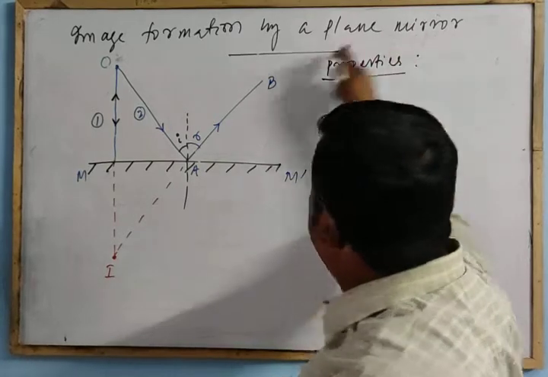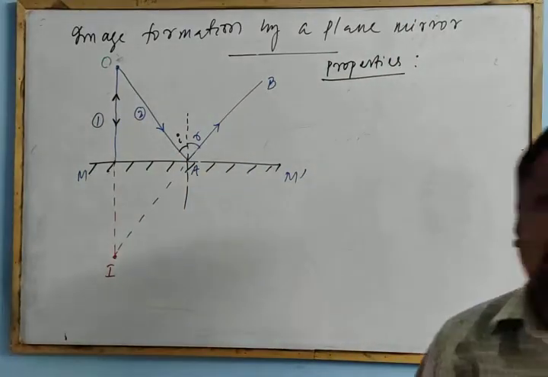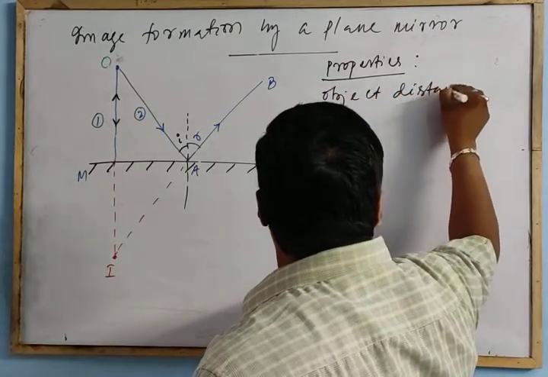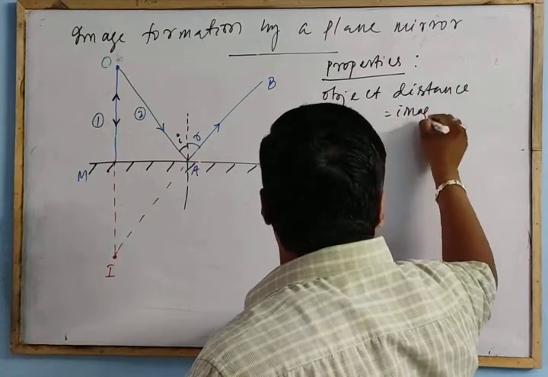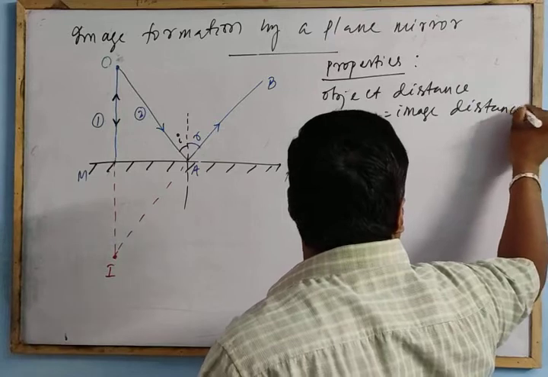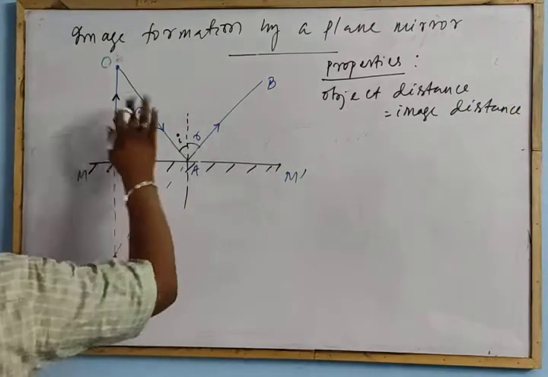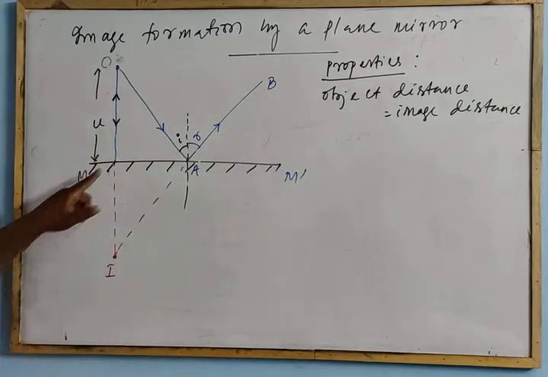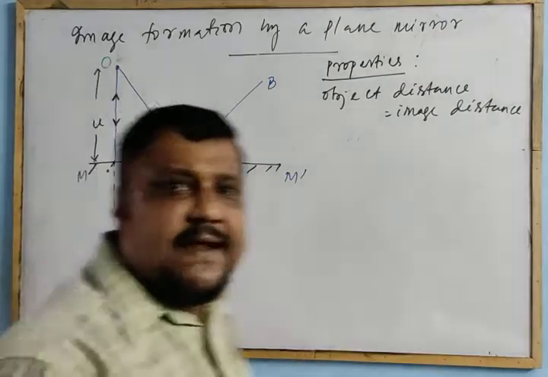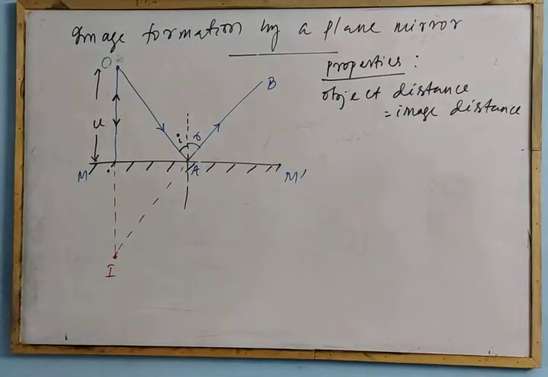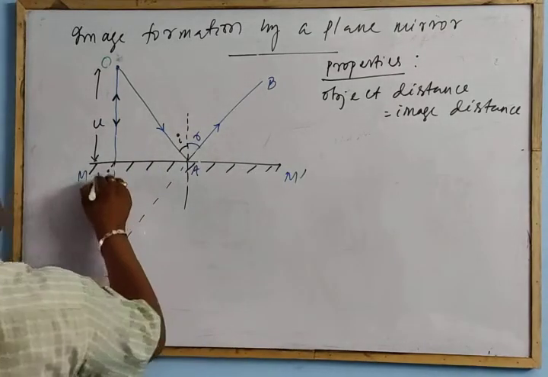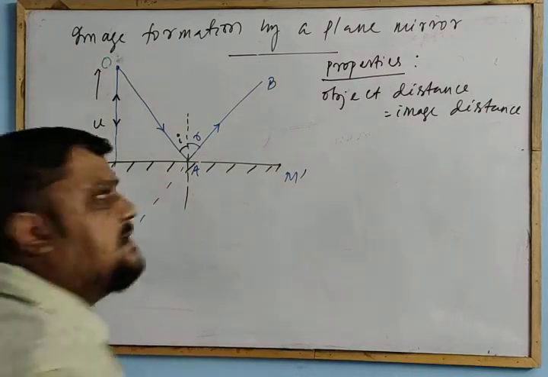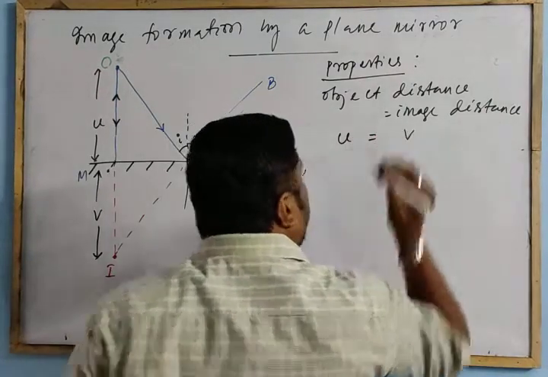Remember here, for a plane mirror, what are the properties of the image formed by a plane mirror? Object distance is always equal to image distance for a plane mirror. If this is the object distance u, from the reflecting surface to the object, and from the reflecting surface to the image, this is called d, the image distance. So object distance is always equal to image distance.